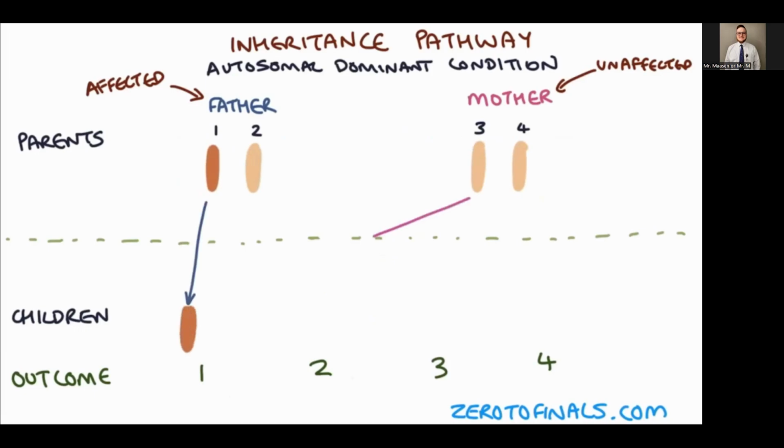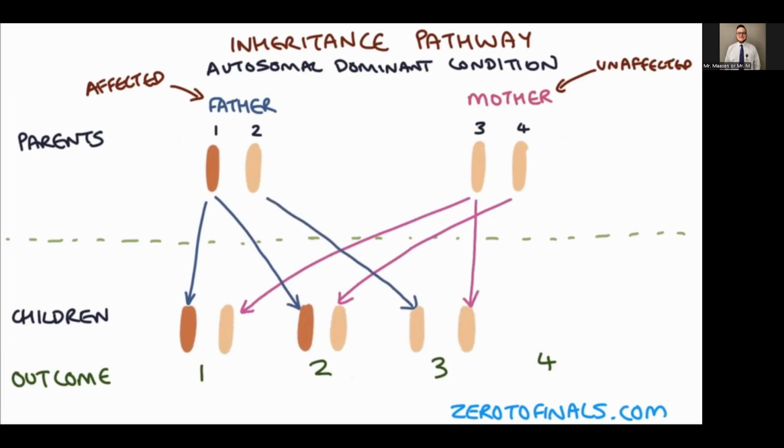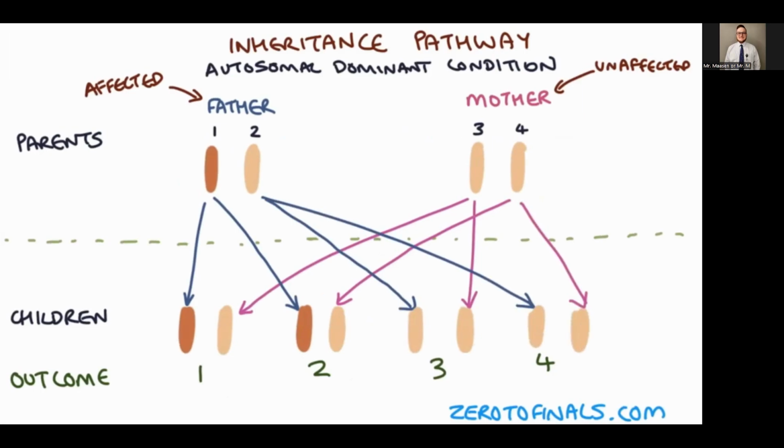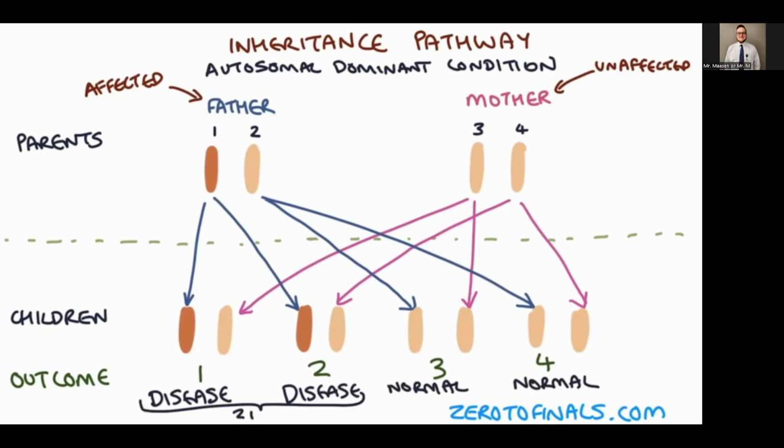Outcome 1 is copy 1 and copy 3. Outcome 2 is copy 1 and copy 4. Outcome 3 is copy 2 and copy 3. And outcome 4 is copy 2 and copy 4. Therefore, outcome 1 has the disease, outcome 2 has the disease, outcome 3 has 2 normal genes, and outcome 4 has 2 normal genes. So the children of these parents have a 2 in 4, or 50% chance of having the disease, and a 2 in 4, or 50% chance of having normal genes.